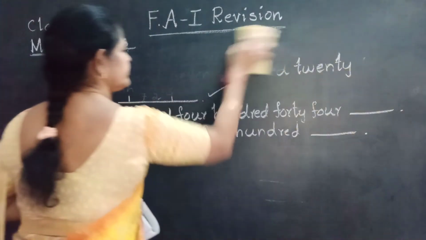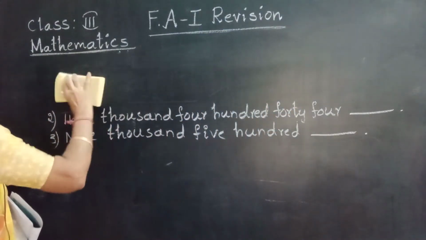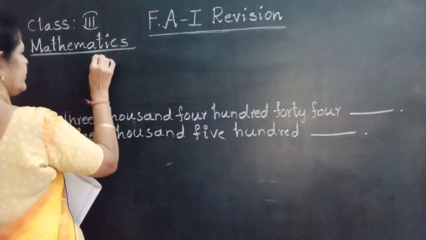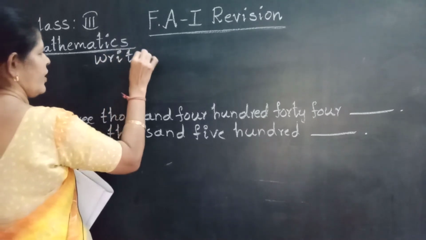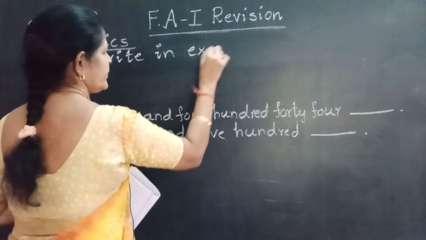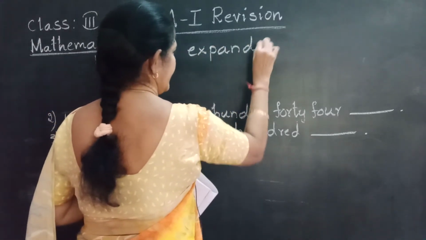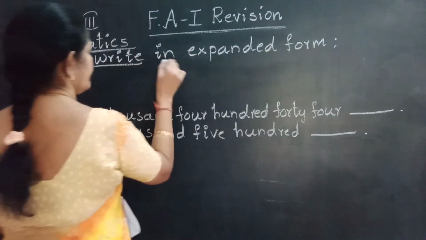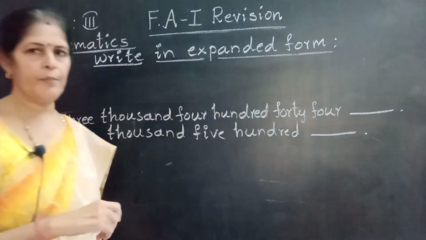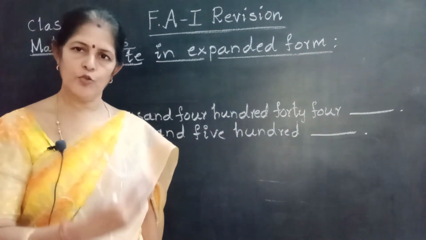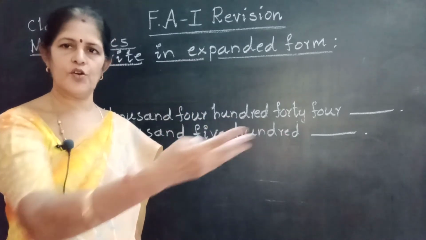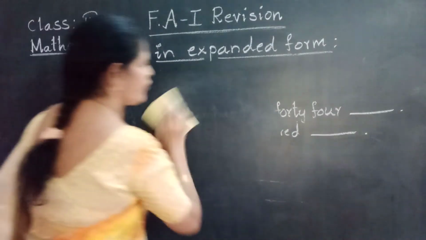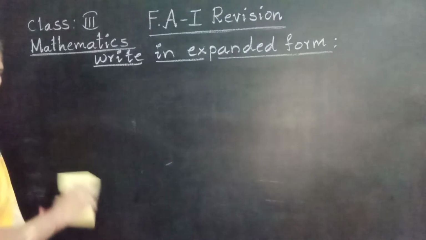Next heading. Expanded form. Write in expanded form. Write in short form. Expanded form means we expand the given number. That means we separate the places. The given number is a 4-digit number. Then we are going to separate thousands, hundreds, tens, ones. That is going to be the expanded form. Come on. Very easy.